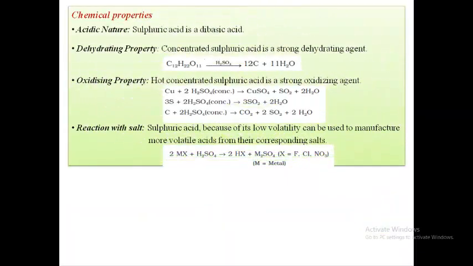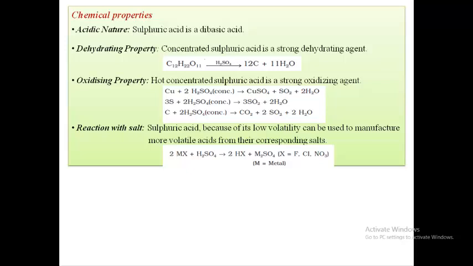So these are the chemical properties of sulfuric acid. Sulfuric acid is a dibasic acid because it has two ionizable hydrogen atoms, and as a result it shows acidic character. Sulfuric acid is also a strong dehydrating agent. So when glucose is made to react with sulfuric acid, it dehydrates glucose into carbon and releases 11 molecules of water.